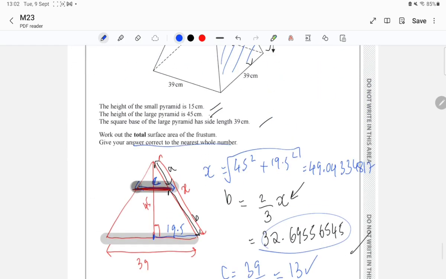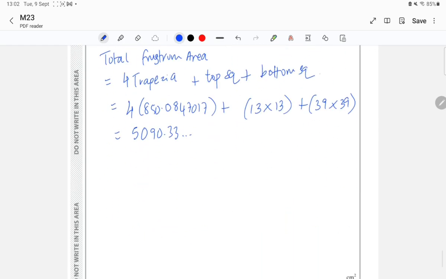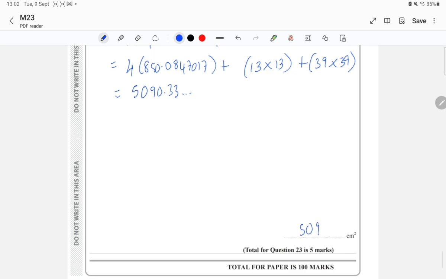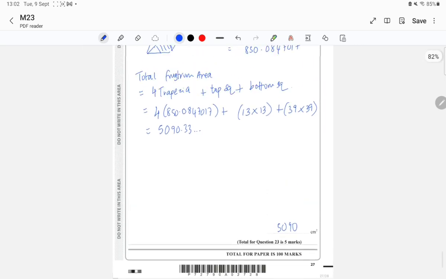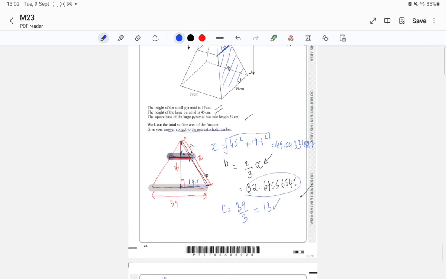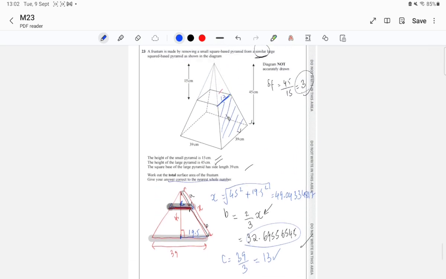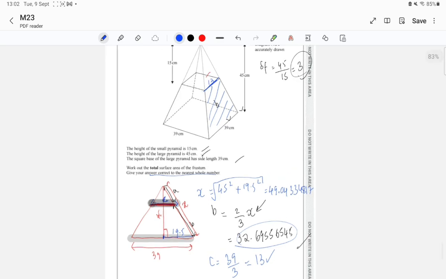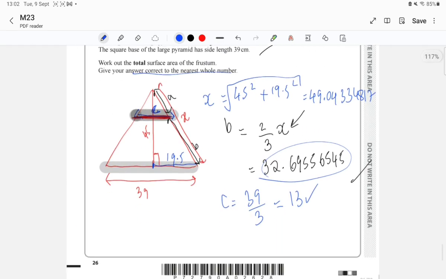It says give your answer correct to the nearest whole number. So this would be 5090 centimeters squared. And we're done with that paper. This was quite a long question, so make sure you work it step by step and you understand at every step what is happening. It's really helpful to write keywords so you are not lost and you know exactly where you are in the question.